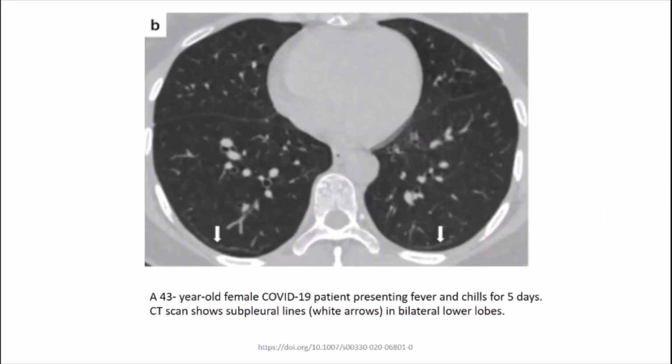So this is a 43-year-old female COVID-19 patient presenting with fever and chills for 5 days. The CT scan shows the subpleural lines as indicated by the arrows. Here it's a line of 1 to 3 millimeter thickness following the pleural.